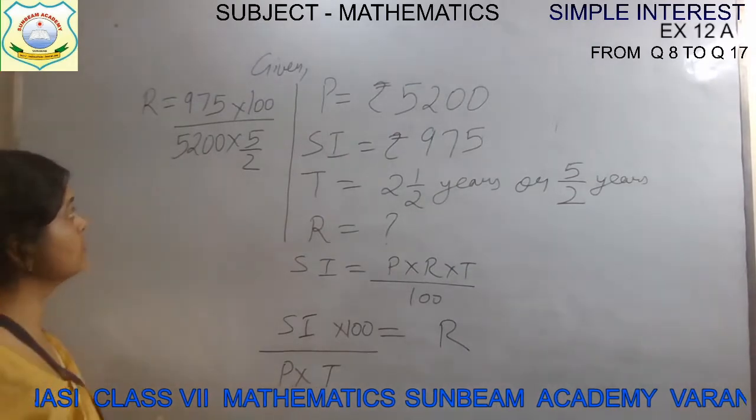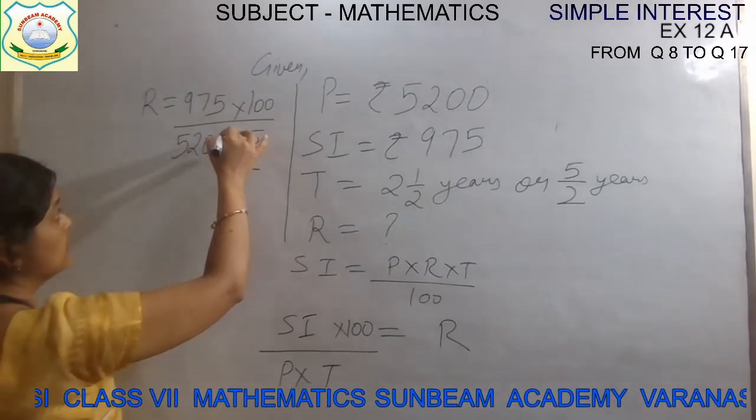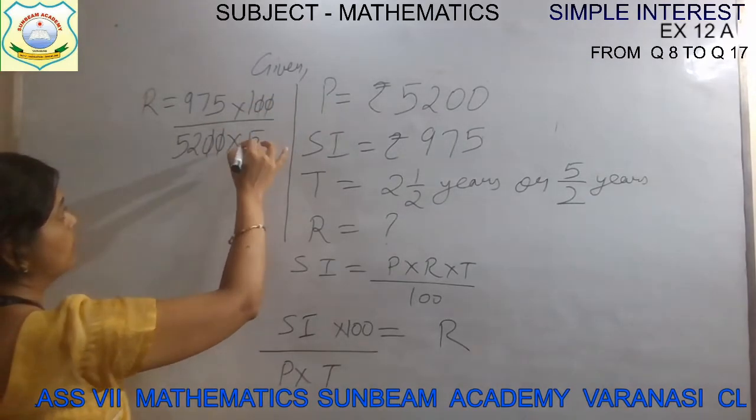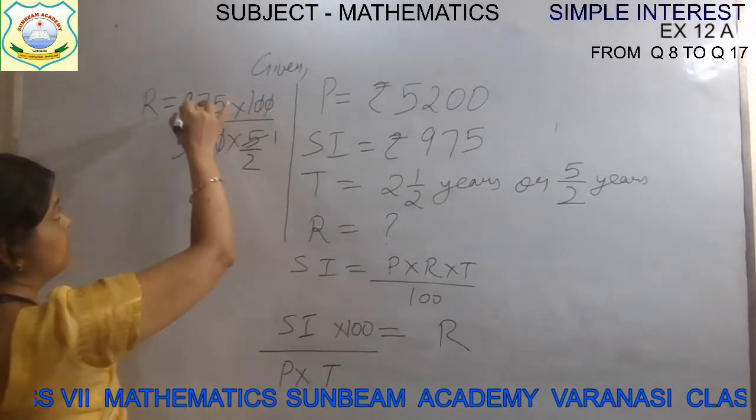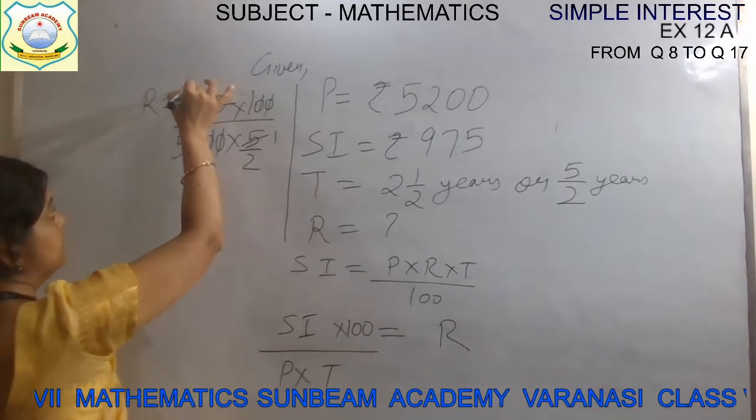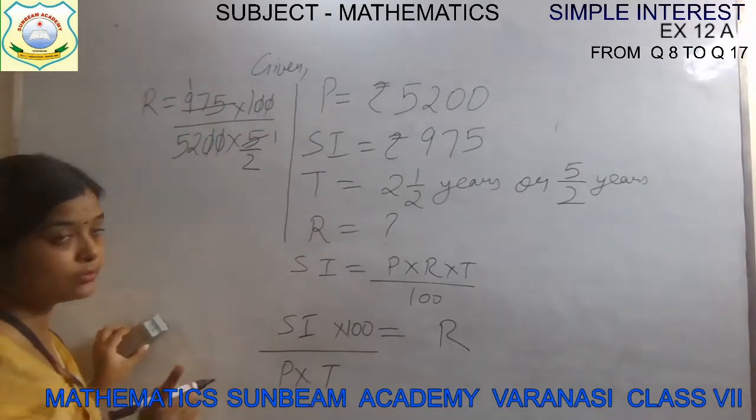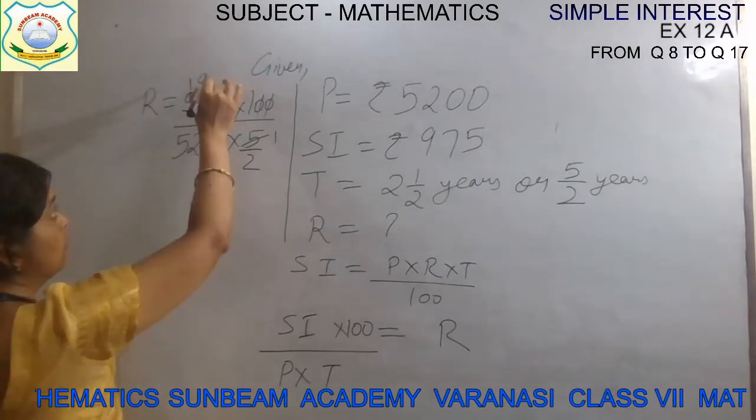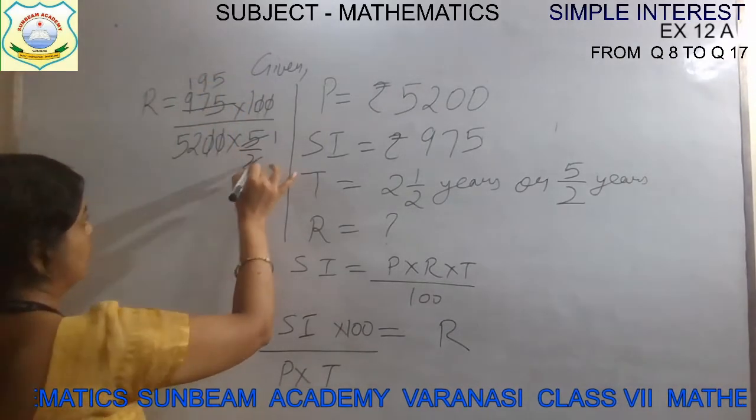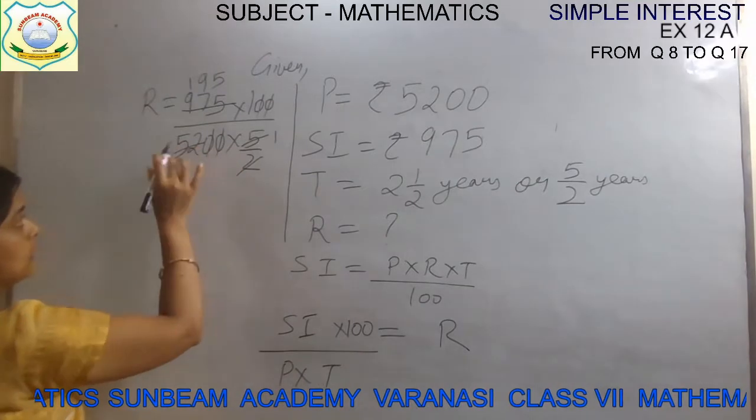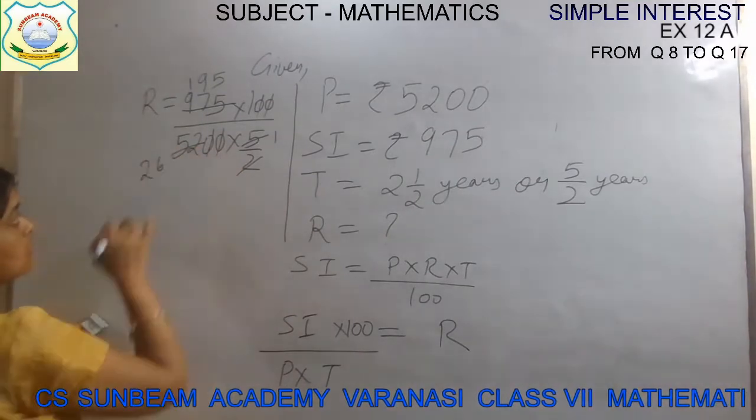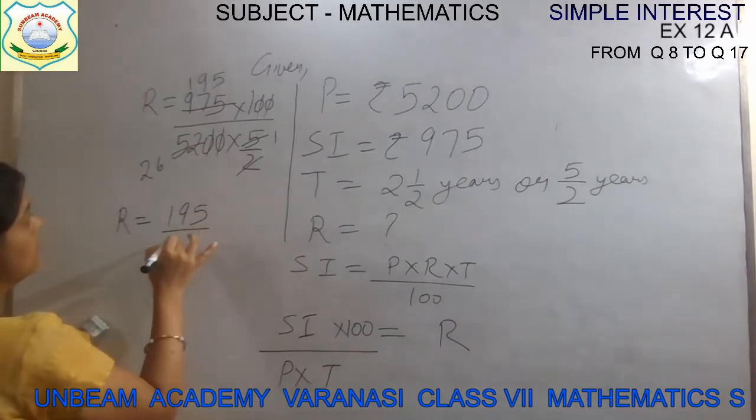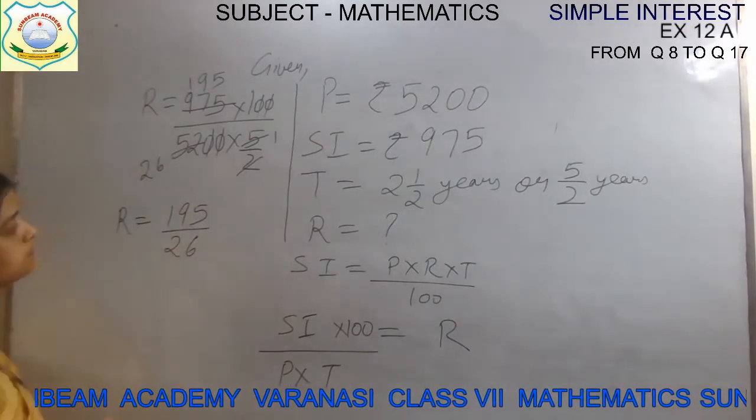Now how will you solve, children? See, from these two zeros will cancel out. 5 1s are 5, 5 1s are 5, 4 is left. 5 9s are 45, 2 is left. 5 5s are 25, and from this 2 you can cancel, 2 2s are 4 and 2 6s are 12. So rate is equal to 195 divided by 26.